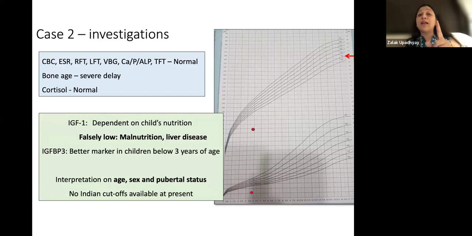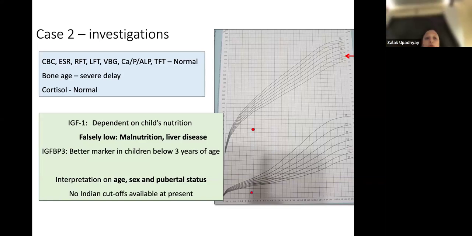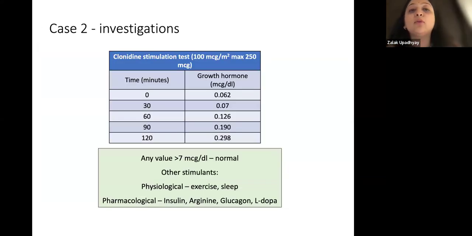This is a 4-year-old child, so no priming is required. Okay. IGF-1, now again, it depends on the child's nutrition also. If the child is very malnourished, cachexic, or has any liver disease, it can come low, and you will think it is growth hormone deficiency. So you should look at the child and then decide how to interpret. But IGFBP-3 is a better marker in children below 3 years of age. Okay, so we did a growth hormone stim test.